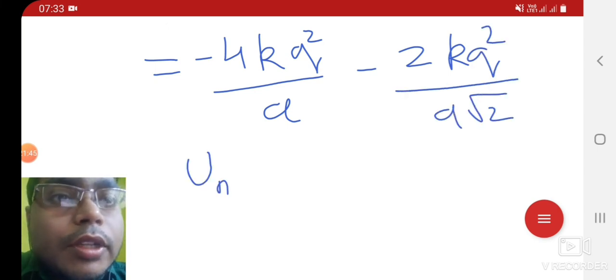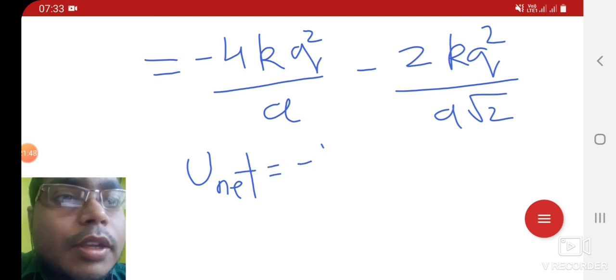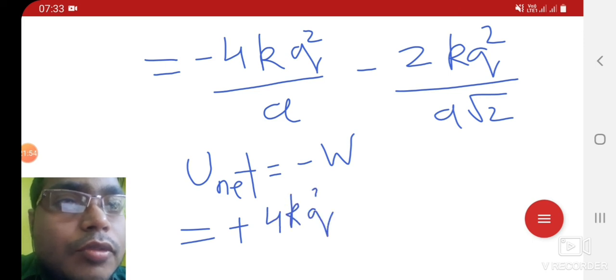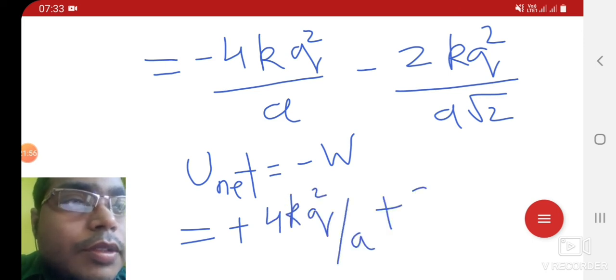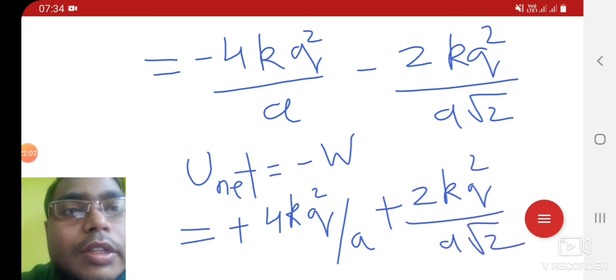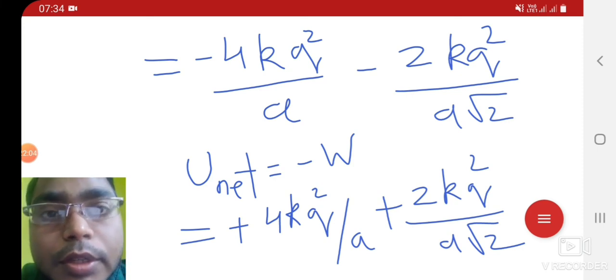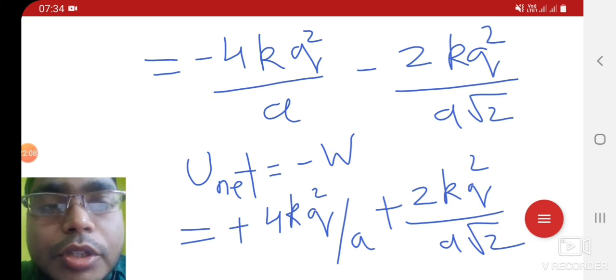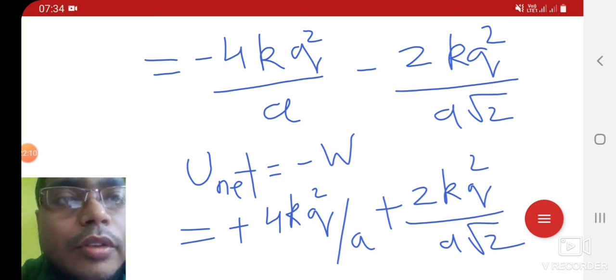So the net potential energy is the negative of work done, so that means it will be plus 4kq square by A plus 2kq square by A root 2. So this will be the net potential energy. So I think it is clear to all of you. So when we get this type of questions, always follow this method of solving.